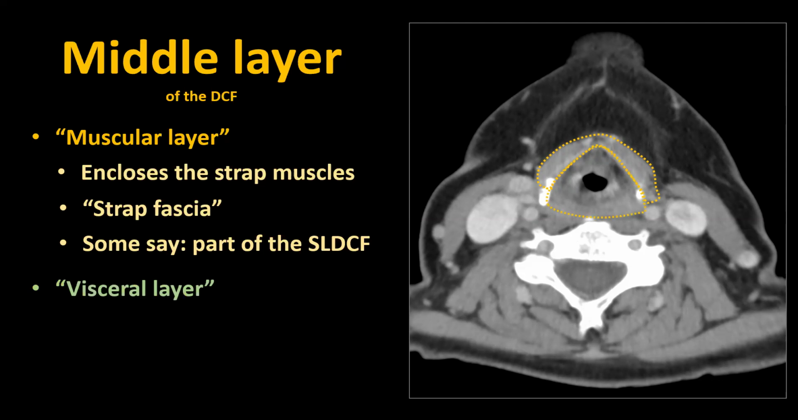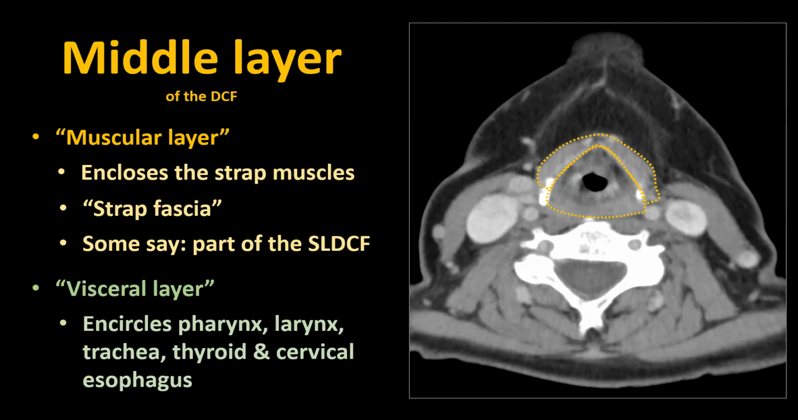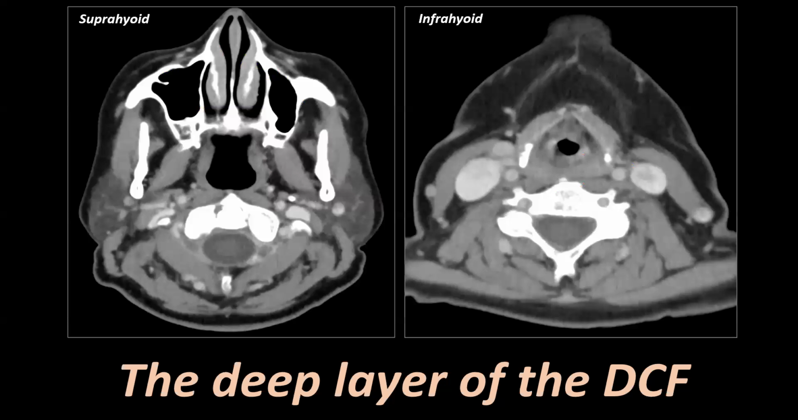And then we have the visceral layer, which basically encircles all the visceral structures of the neck, which would be the pharynx, the larynx, the trachea, also the thyroid, and also the cervical esophagus. I hope I pronounce it correctly. Then let's move on to the deep layer of the deep cervical fascia.